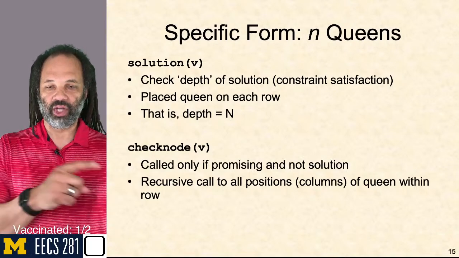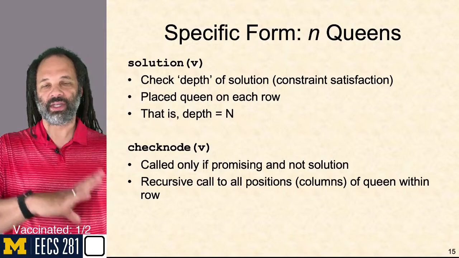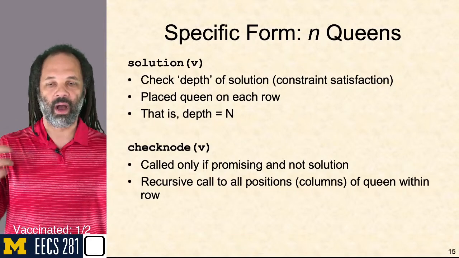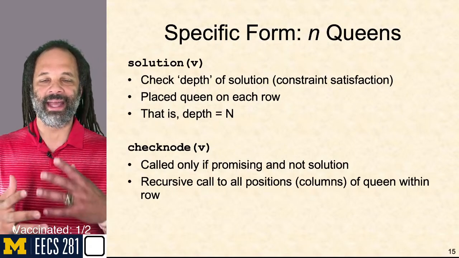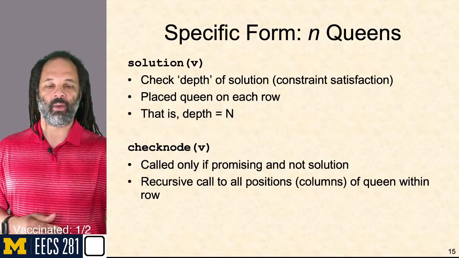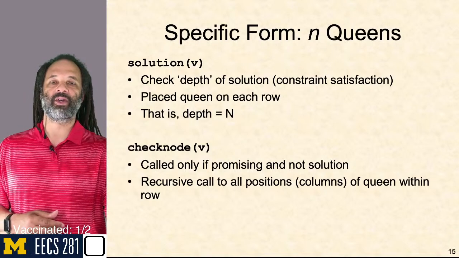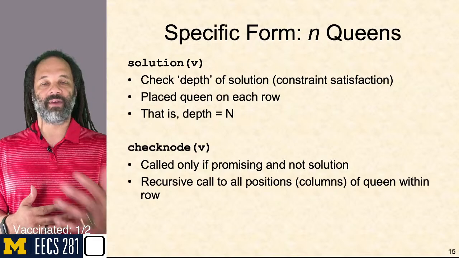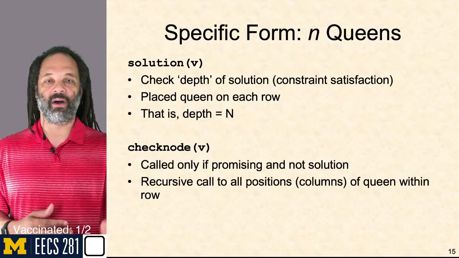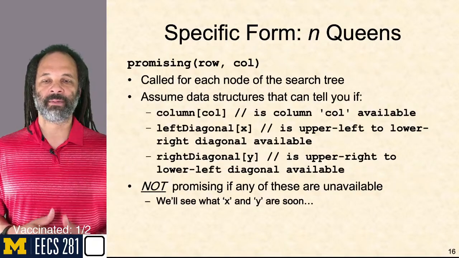Perfect. Check node, that's pretty straightforward. We're just going to do the thing that we've set up. If I've got something that's promising and partial, and it's not a solution, I'm going to keep calling it. Otherwise, if it's a full solution, I'm going to print it and not call check node any further. Or if it's a failed solution, then I'm not going to call check node to evaluate any further.